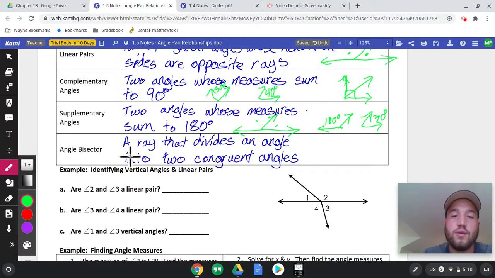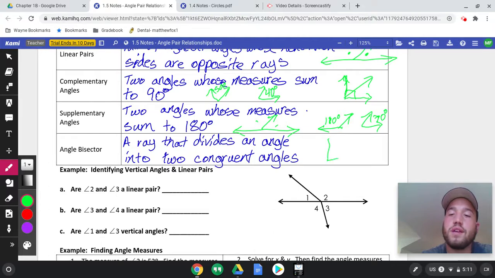All right, and our final one, an angle bisector. Much like a segment bisector, it cuts it into two parts. Remember, a bicycle has two wheels, so bi is a prefix that means two. So a bisector has two sections of the angle, and they're going to be, once again, congruent or equal.